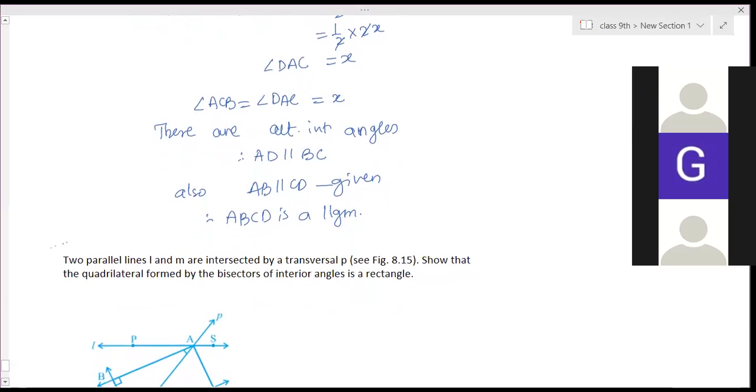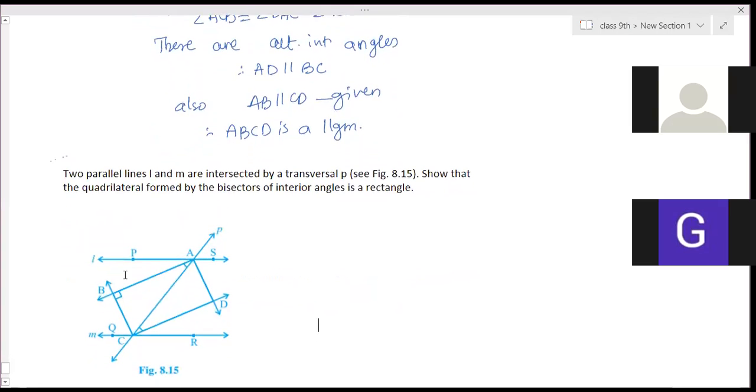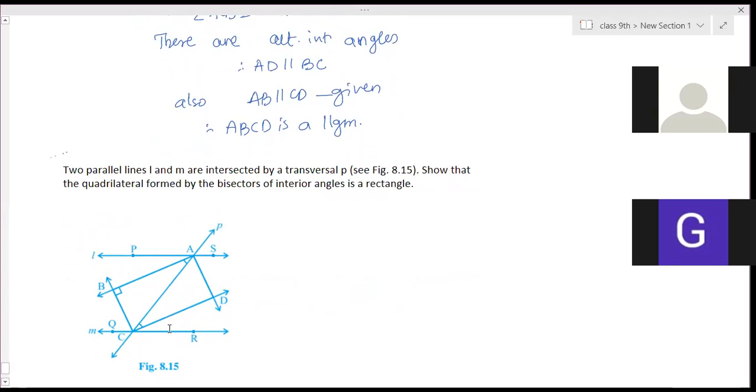Two parallel lines L and M are intersected by the transversal P. So this is line L and this is line M. These two are intersected by the line P. Show that the quadrilateral formed by bisectors of interior angles is a rectangle. So interior angles are angle A, both the sides, and angle C, both the sides. Now the bisectors of these are drawn. Then the formed quadrilateral is a rectangle, which we have to prove.